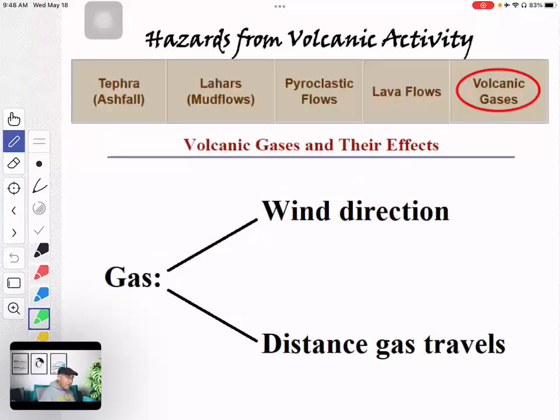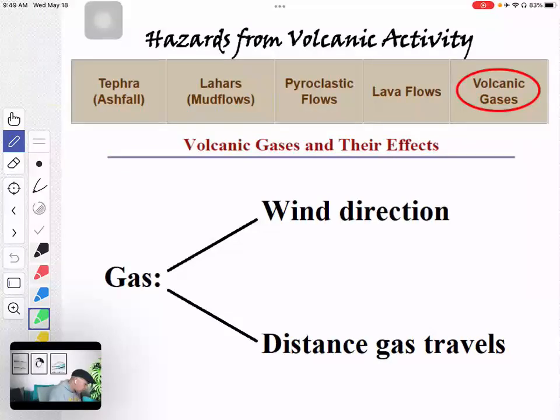Okay, for the last question on this assessment, we're going to now look at gases, volcanic gases. So we're going to assess the risk that volcanic gases pose. They do not cause loss of property, but they might kill livestock, household animals, or even people if they are exposed to these noxious gases.